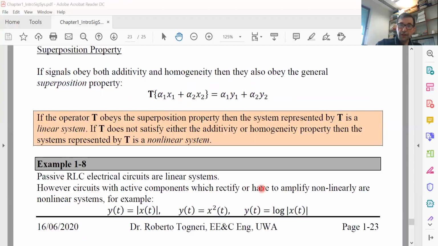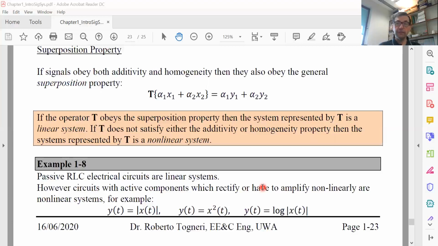In practice, what we know is that elements like resistors, capacitors, and inductors, which are known as passive elements, will create a linear system. So all those passive circuits you would have looked at, circuits consisting of a combination of resistors, capacitors, and inductors, will in fact be a linear system.